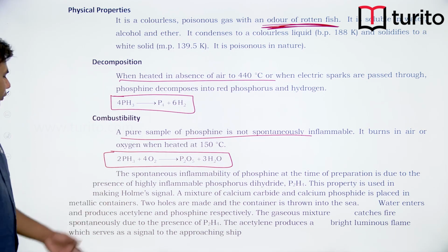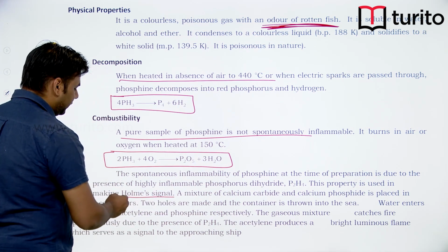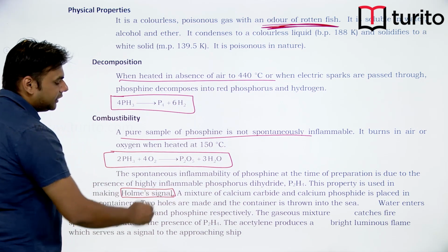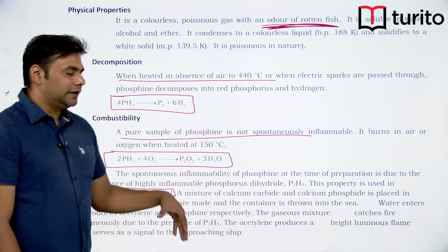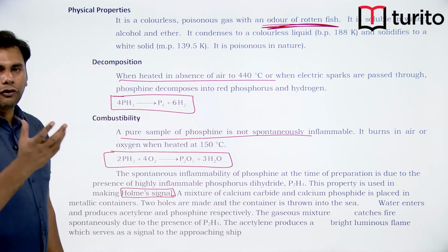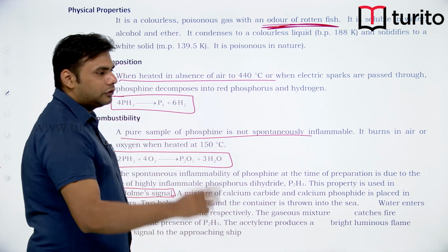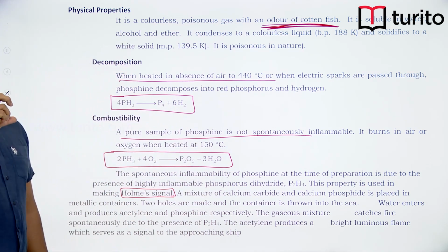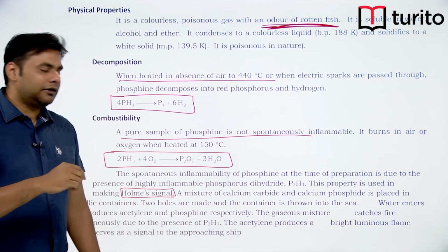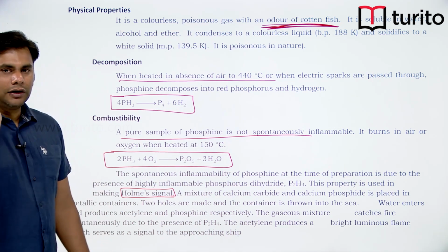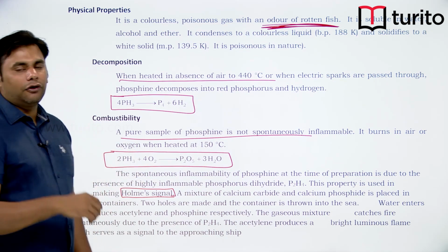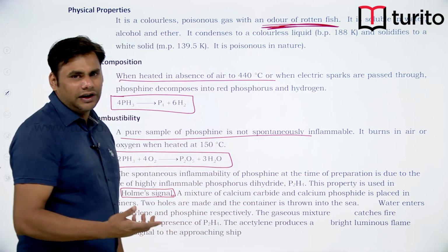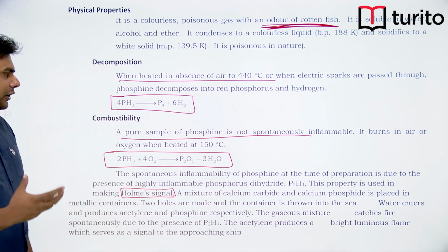This property is also used in the Holmes signal. You might have studied this in your NCERT. The Holmes signal is basically a mixture of calcium carbide and calcium phosphide. Whenever ships want to send a signal to the shore, they take a can containing calcium carbide and phosphide and throw it in the water. The calcium carbide first reacts with the water and forms calcium hydroxide and acetylene. This releases a lot of energy.